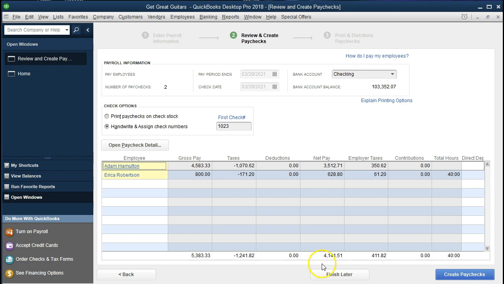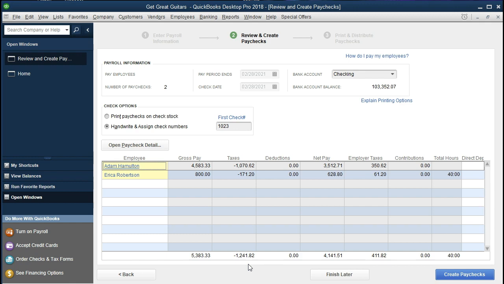In other words, we see that the cash would go down by the $4,150.51, but the payroll expense was actually $5,383, the gross pay for these individuals. So the payroll expense would be this, increasing the expense. The check, however, would only be this, and then we would have to record the difference, which is the taxes that we took. That's federal income tax, Social Security, and Medicare.